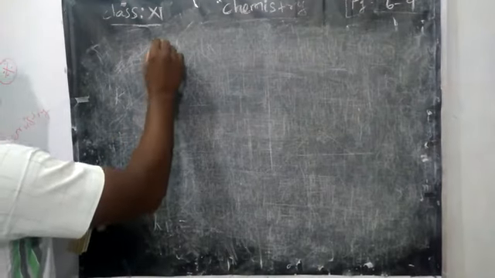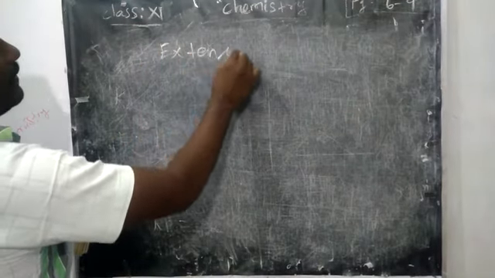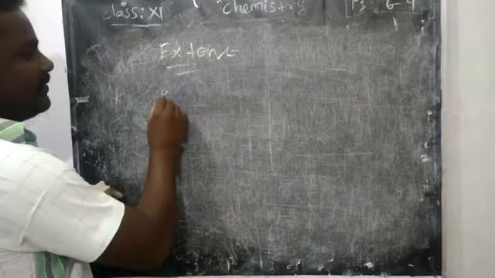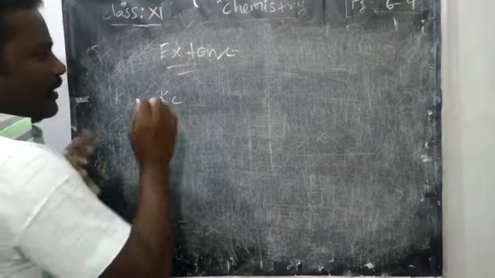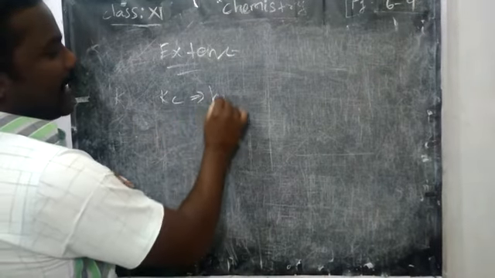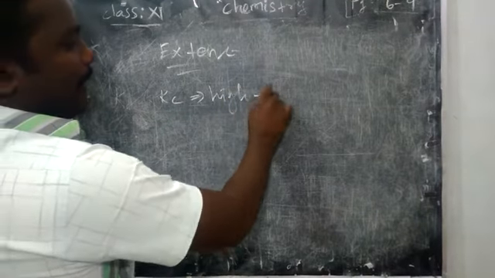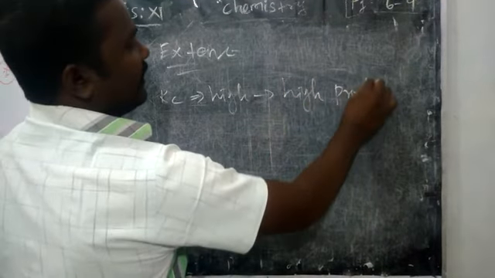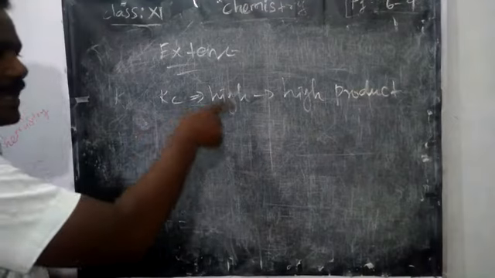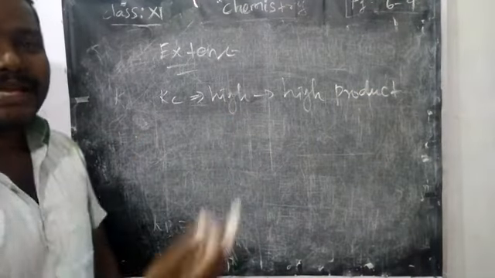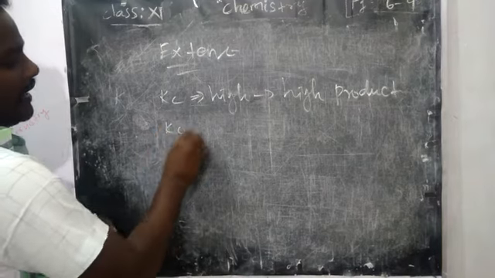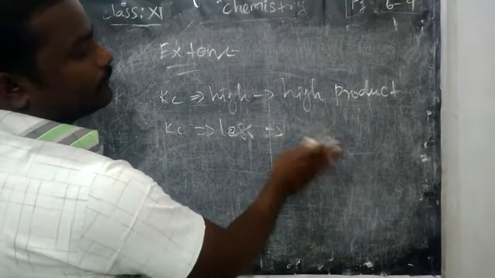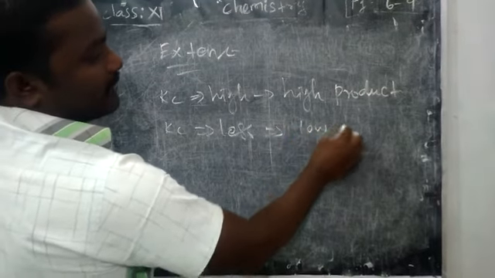How far the reaction will take place, the extent of the equilibrium reaction. For this, we need only the Kc value. Very simple. Kc value is high means what will happen? It will produce high product. Very important, my dear students. Kc value is high means it will produce the maximum amount of product. Kc value is low or less means low product will form.